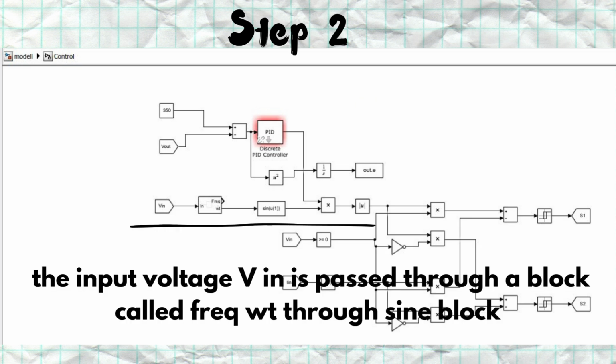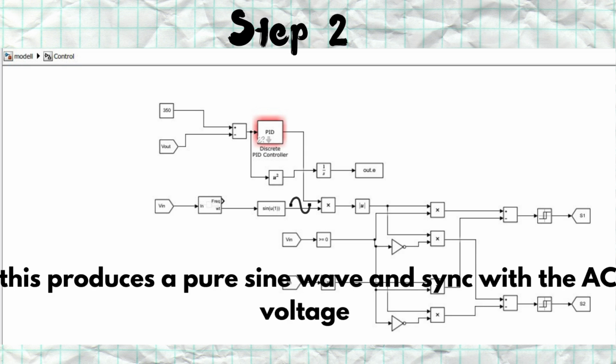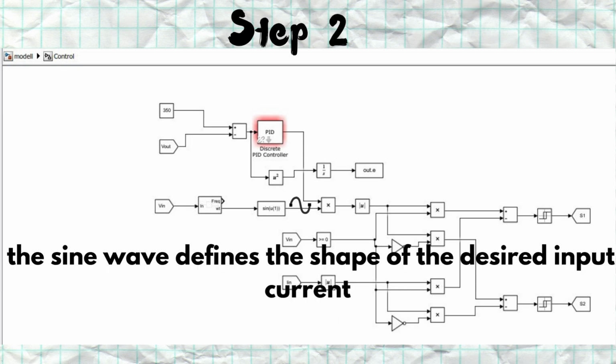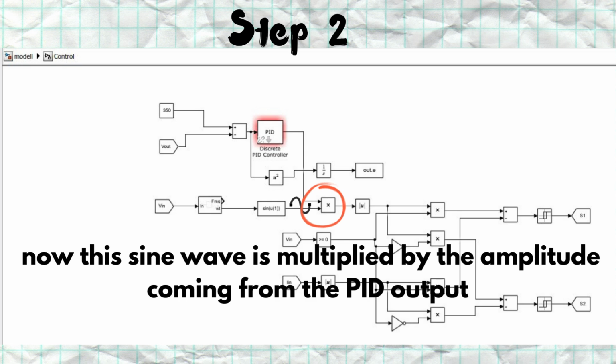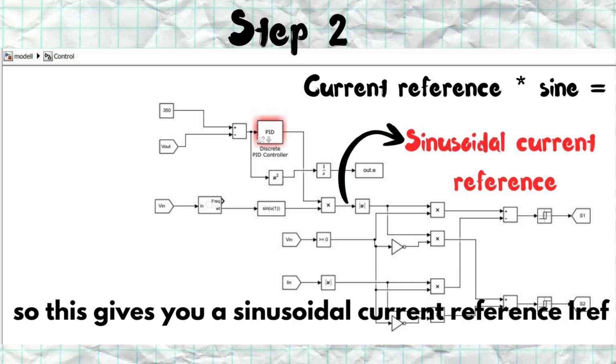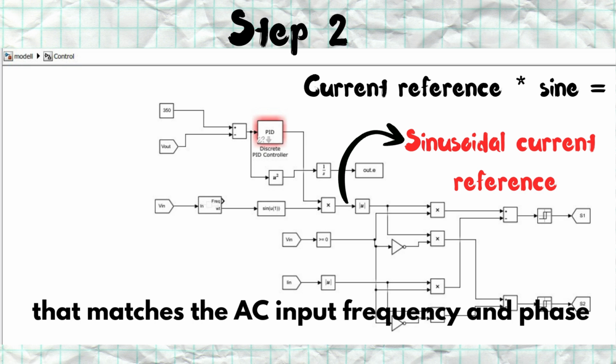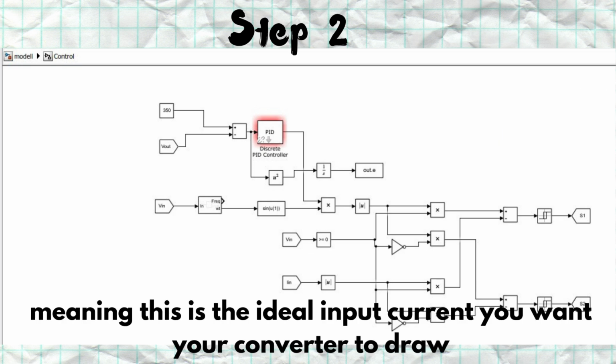The input voltage Vin is passed through a block called frequency to sine block. This produces a pure sine wave in sync with the AC voltage. The sine wave defines the shape of the desired input current. Now, this sine wave is multiplied by the amplitude coming from the PID output. So, this gives you a sinusoidal current reference, IREF, that matches the AC input frequency and phase. Meaning, this is the ideal input current you want your converter to draw.